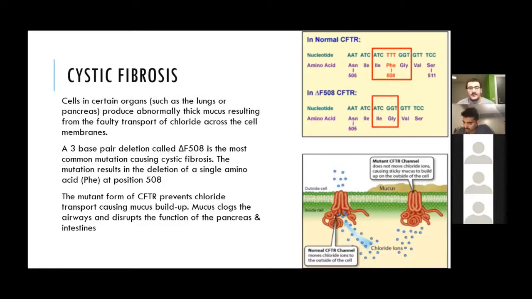Now, what happens here is a 3 base pair deletion called delta F508, basically the deletion of phenylalanine at the 508th position, as you can see right here. In the normal person, you have phenylalanine here in the 508th position, but with the deletion of this 508th amino acid, you get the CFTR mutation.